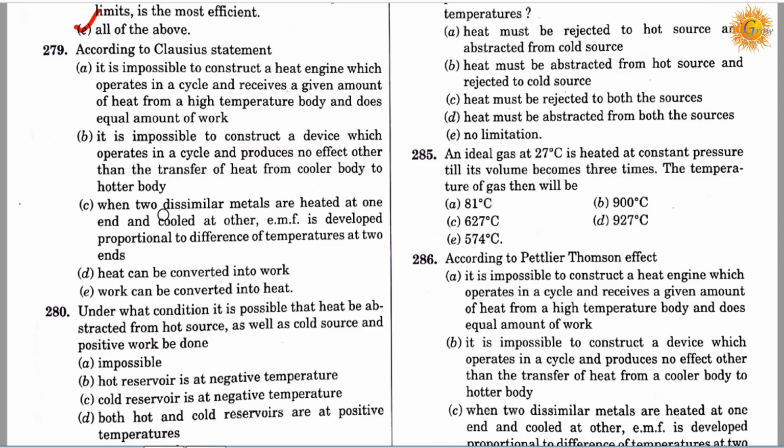Option C, when two dissimilar metals are heated at one end and cooled at other, EMF is developed proportional to difference of temperature at two ends. Option D, heat can be converted into work. Option E, work can be converted into heat. So the correct answer is B.